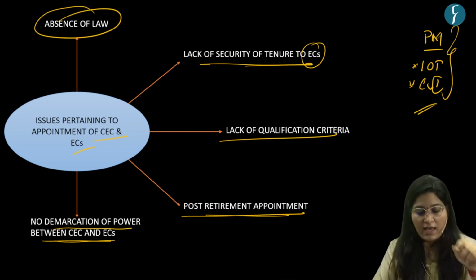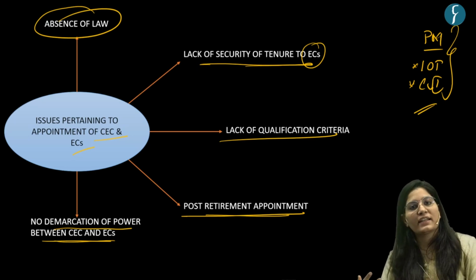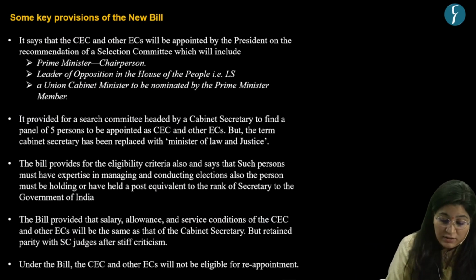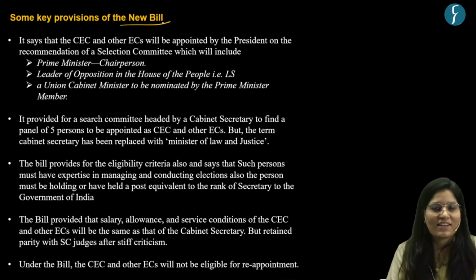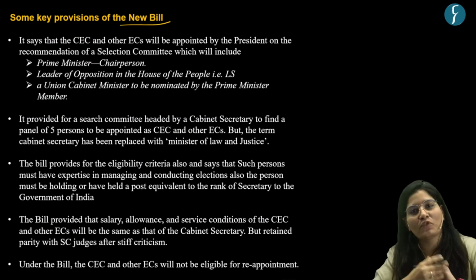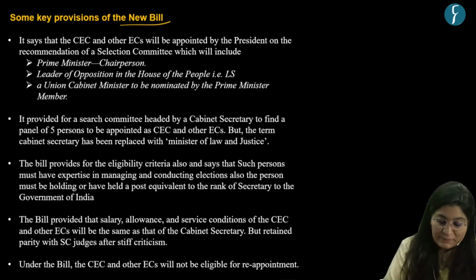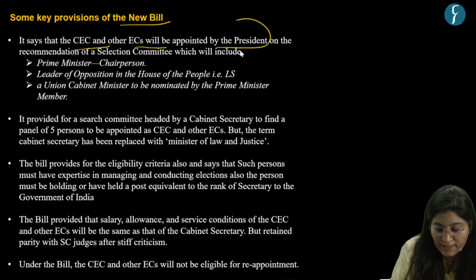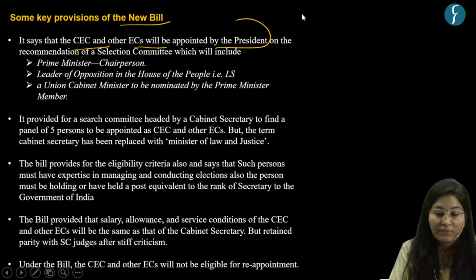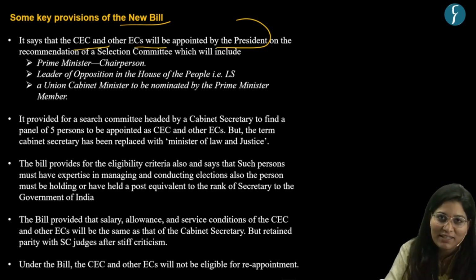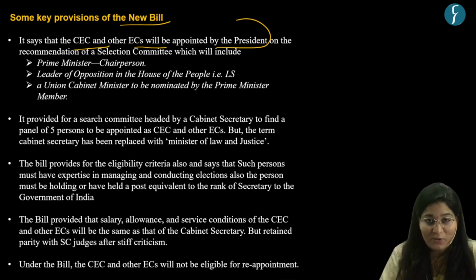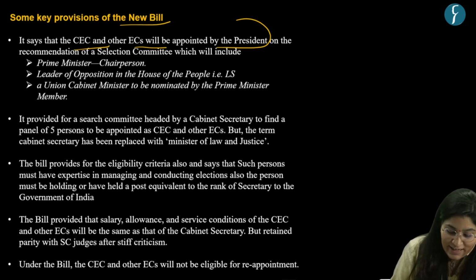Okay. Now, after the Supreme Court directive, the government became super active and they came up with the new bill. So now let's see what the important provisions of this bill are. First is, the CEC and other election commissioners will be appointed by the President, on the recommendation of a selection committee. So they adopted the selection committee from the Supreme Court directive, but now you will see the change. It includes the Prime Minister as the chairperson, same.